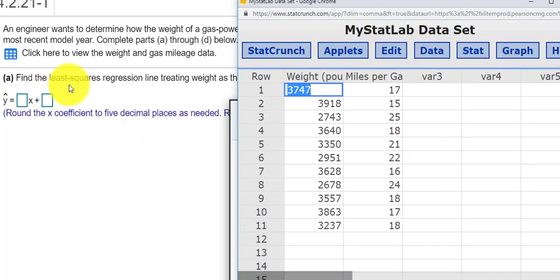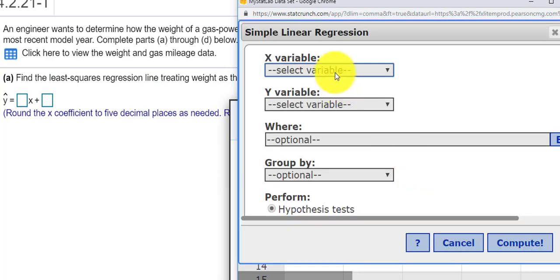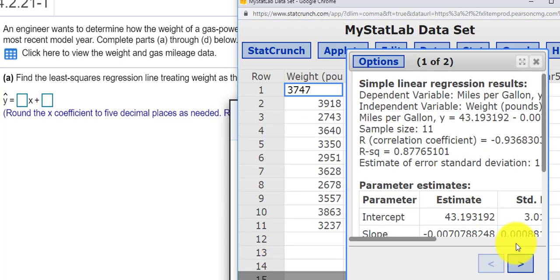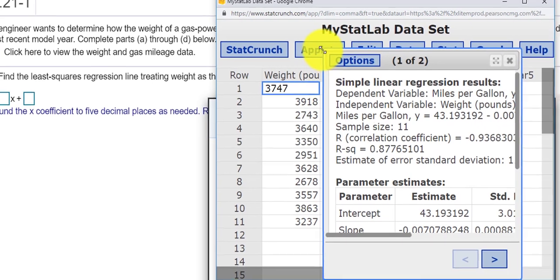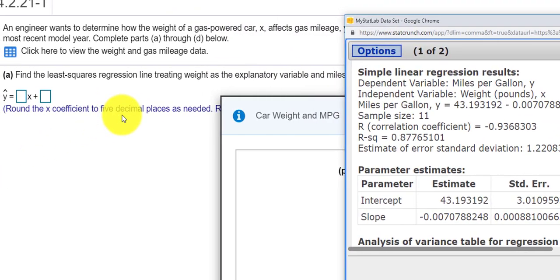And to find the least squares regression line, I will press Stat, Regression, Simple Linear. My X is X and my Y is Y. I press Compute. And again, now notice this problem has me round to 5 decimal places.